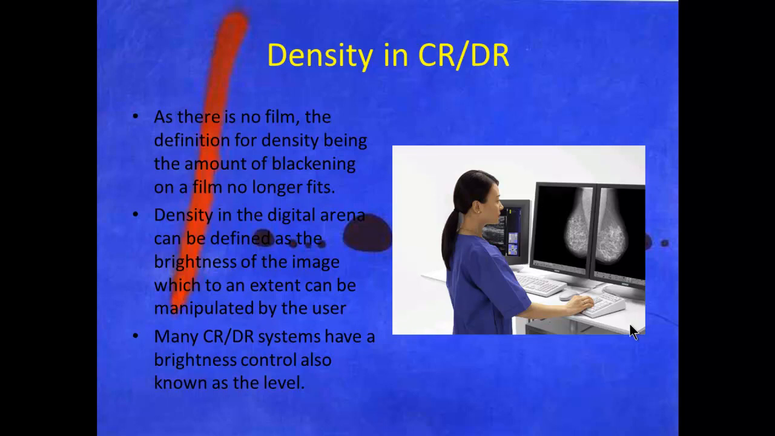Density in the digital world has been uncoupled, really, from the exposure, and the tendency is for radiation exposures to actually increase in the CR and DR world because of what's known as noise. Noise is a grainy, granular image, and it turns out that in digital systems, the more mAs that you use, in other words, the more dose and exposure that you use, the less noise you will receive on an image. So the tendency is to increase dose. It's called dose creep. The dose tends to increase over time.